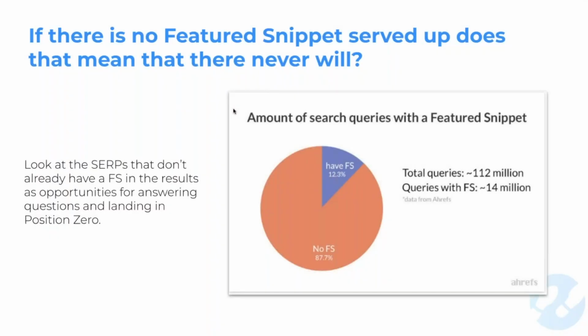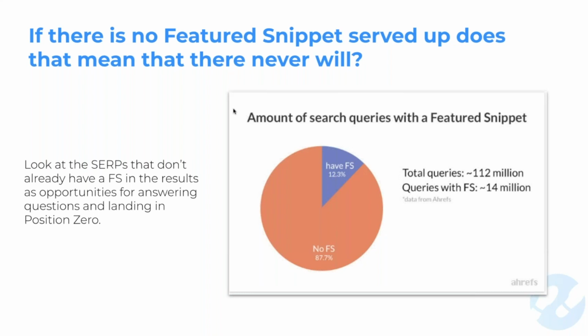Let's go to 32. If there is no featured snippet served up, what does that mean? When Brady and I were preparing for this, it was very interesting when we both saw this slide. I saw it in one way and Brady saw it in another way. If you look at this graph, of the queries that they looked at, they saw that only 12.3% had featured snippets. And the rest, the 87.7%, did not.